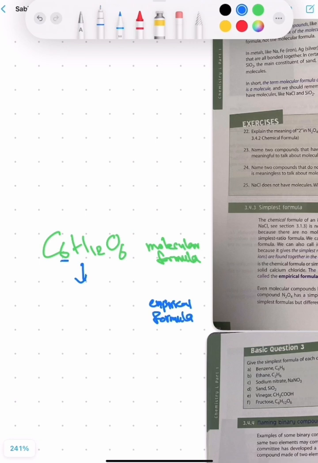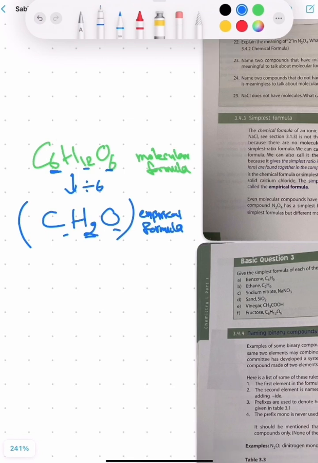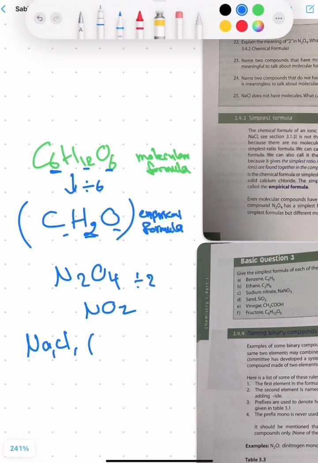You just find the common factor between these numbers and divide all of them by that number. So the common number is 6. You can divide all of them by 6. You will get CH2O. So this is the empirical formula. The empirical formula does not give us a lot of information. It only gives us the simplest ratios between elements. Another example, N2O4, just divide by 2. So NO2. But if I say NaCl, it's 1, 1, nothing. So this is the empirical formula.